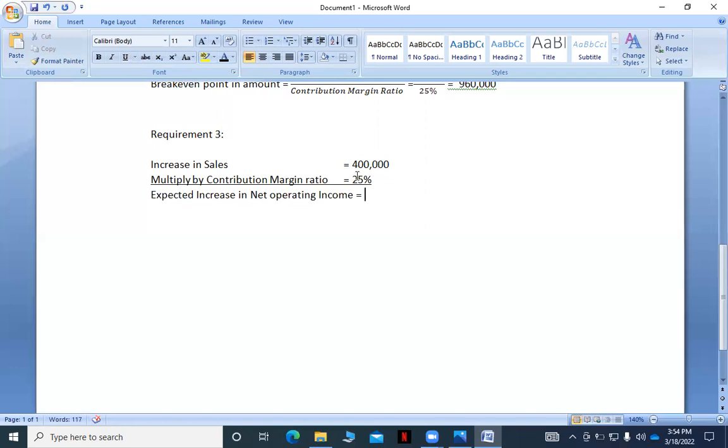Expected increase in net operating income will be how much? 4 lakh into 25%. Sir, 1 lakh. Right. 1 lakh will be our answer.